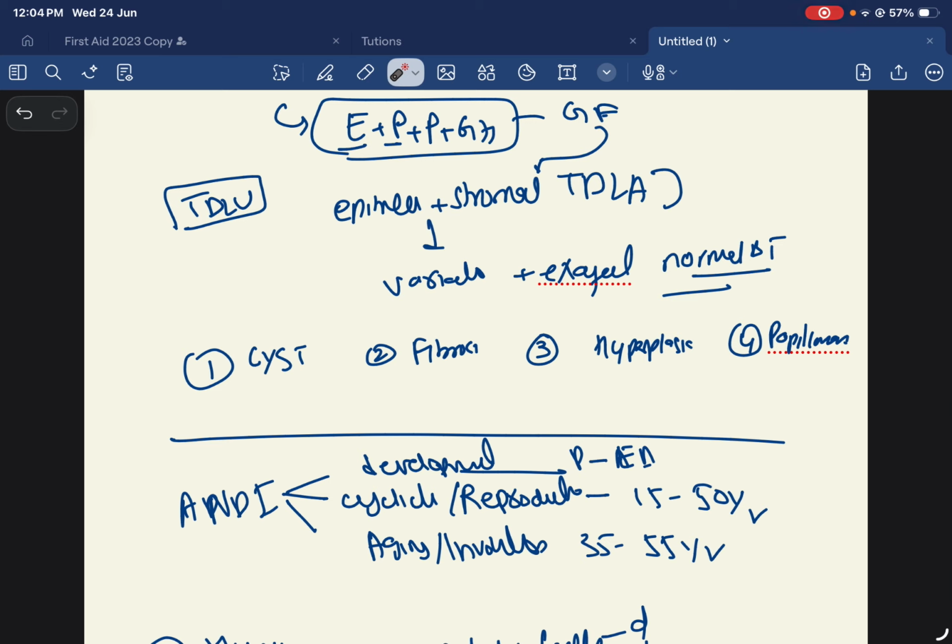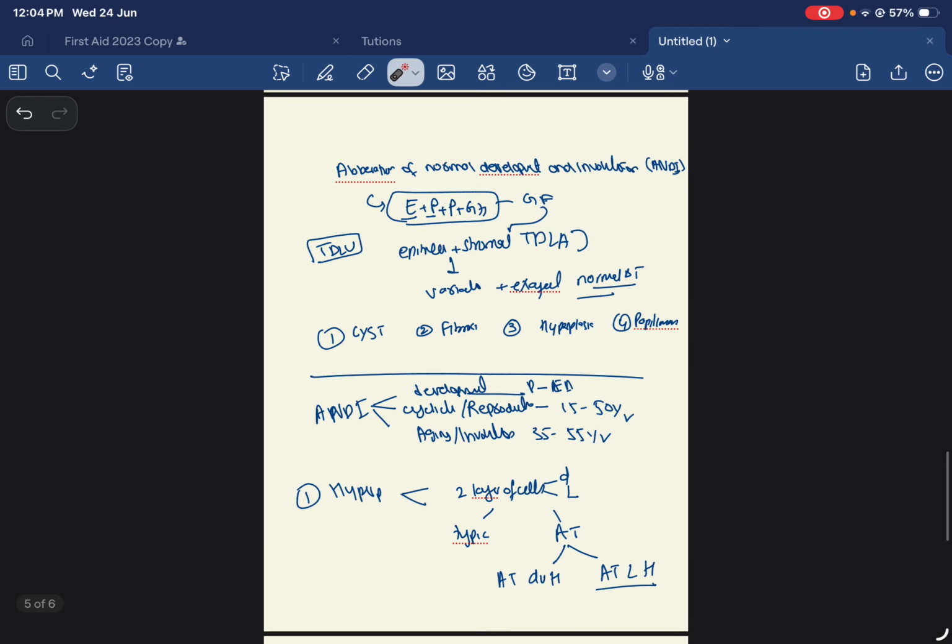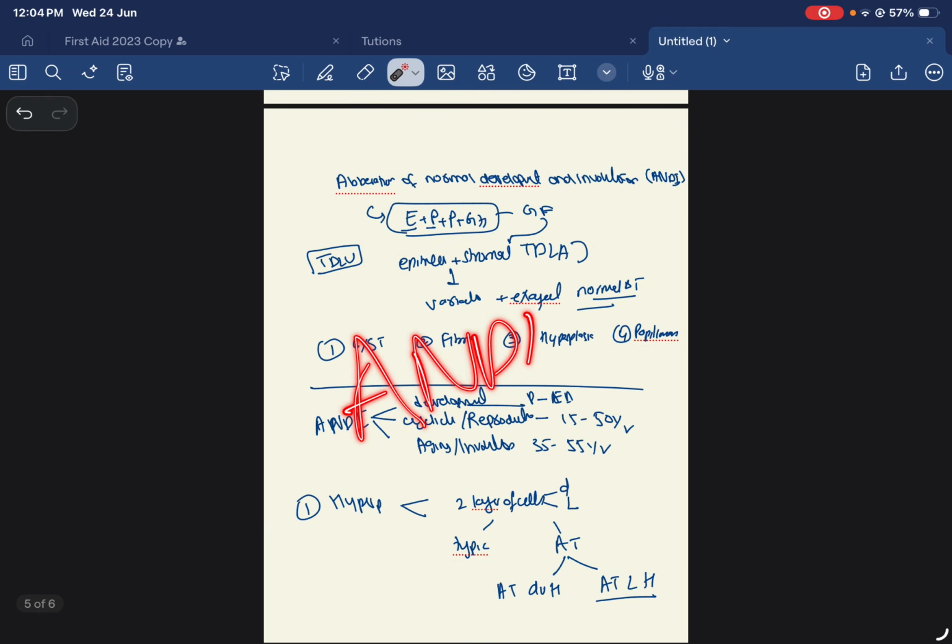For the treatment of mastalgia, which is the breast pain, first of all exclude cancer, then you reassure the patient and provide them support, and then tamoxifen can be given, antidepressants can also be given, and danazol can also be given. So this is ANDI for you guys.